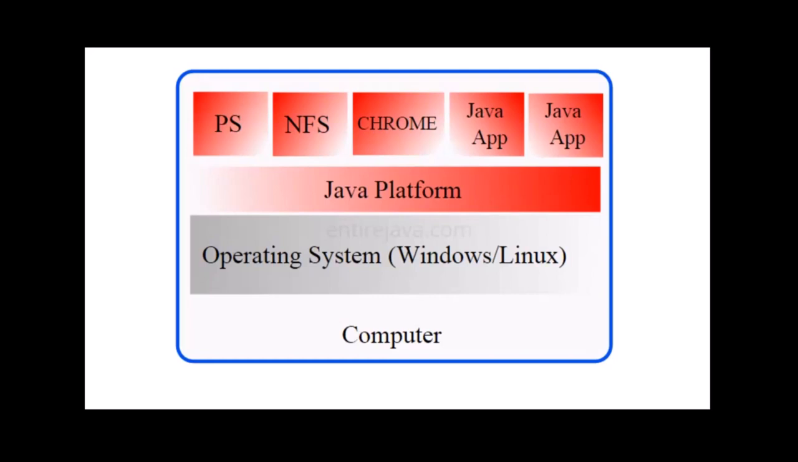Remember, I said Java is also a programming language. These Java applications must have been developed using Java programming language. So depending on the context, you need to determine what Java is. Java is a platform on which you can run Java programs or applications developed using Java programming language.